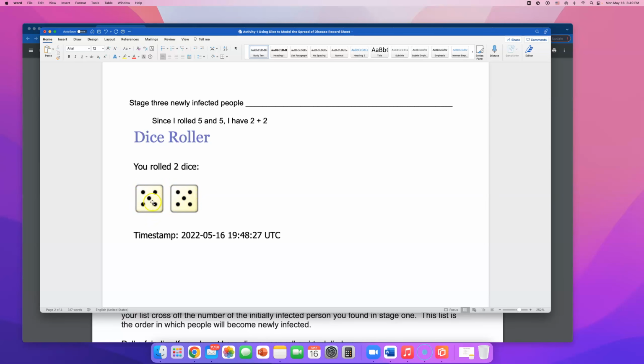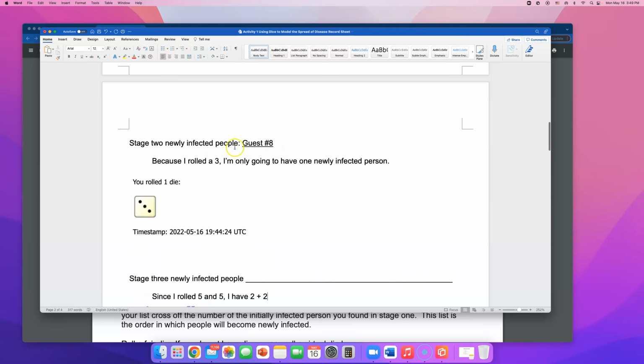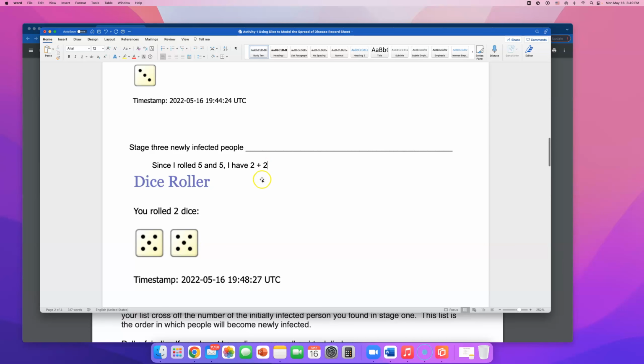So the first guest, whoever came to the party sick, is out there infecting 2 people. Guest number 8, who just got sick in my last stage, is out there infecting 2 people too. So I have 4 newly infected people. Okay, do you see what's going on here?